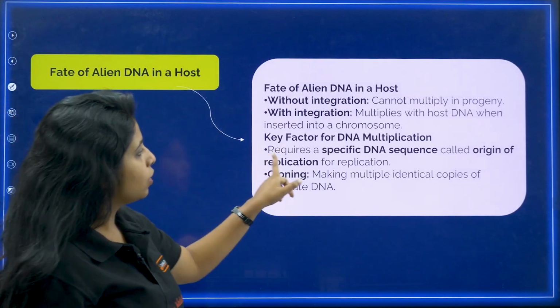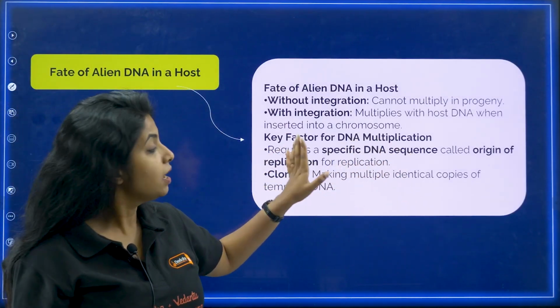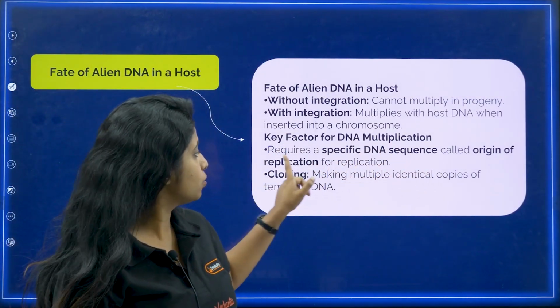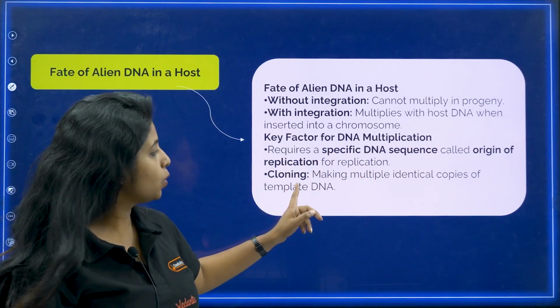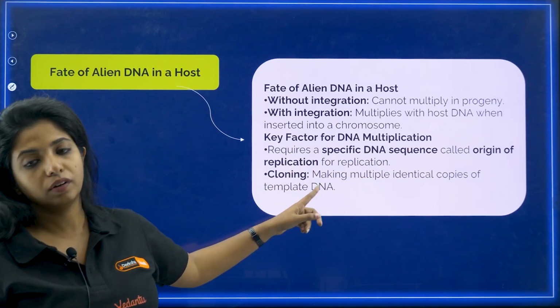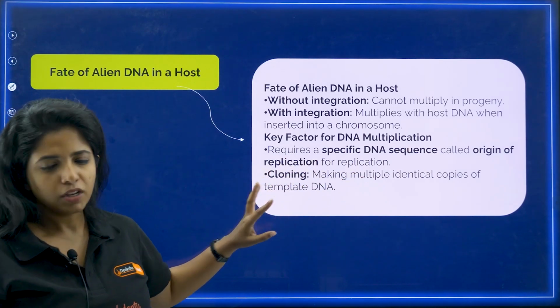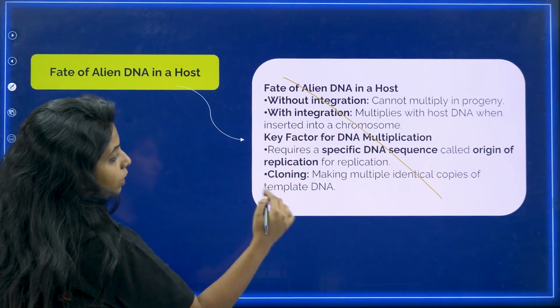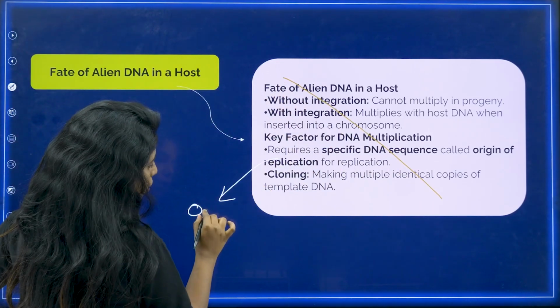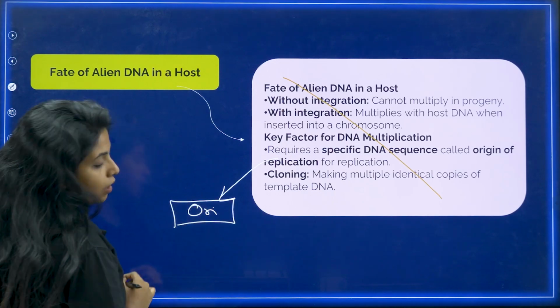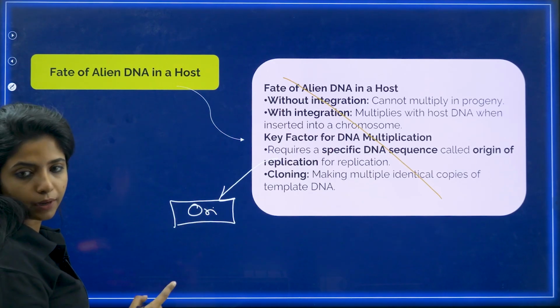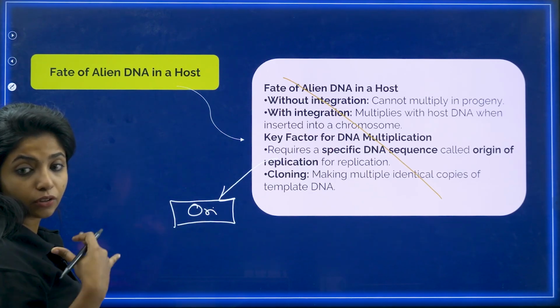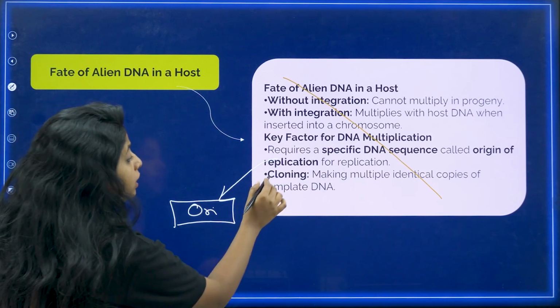As simple as that. Now, the key factor for DNA multiplication is that it requires a specific DNA sequence known as the origin of replication, I told you, and cloning is making multiple identical copies of template DNA. That is what you mean by cloning. So you do not need to go through a very big lot of things. Just understand that you need the origin of replication, that is the ori site, for increasing the copy number at all. And this process of increasing the copy number or making multiple copies is known as what? Cloning.